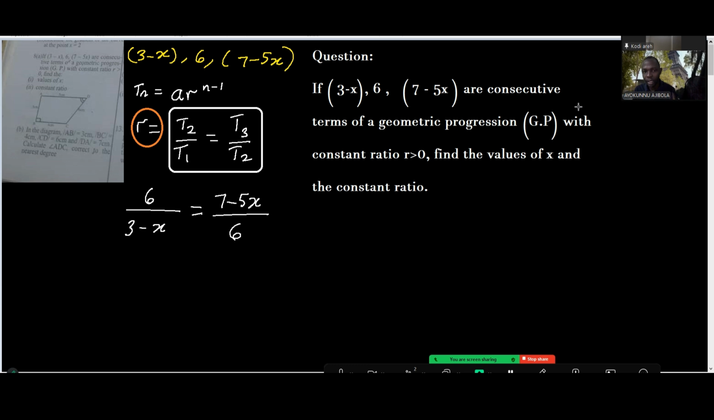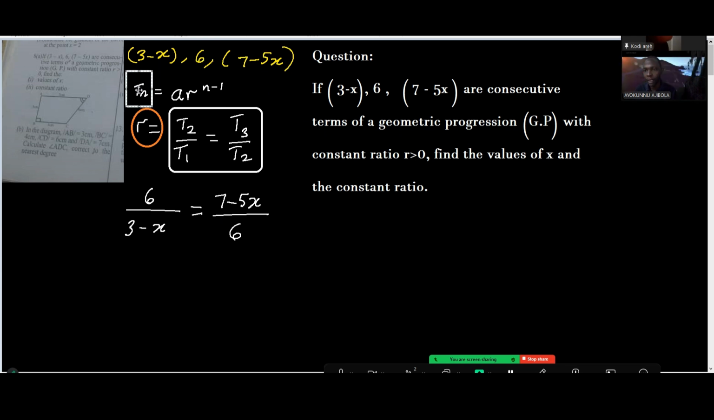So when you say find the values of x, it means x is going to have more than one value. Yes, sir. Yeah, x is going to have more than one value. So with what I've written on the board, this is the first term, this is the second term in the middle, and this is the third term. You understand that, right? Yes, sir.